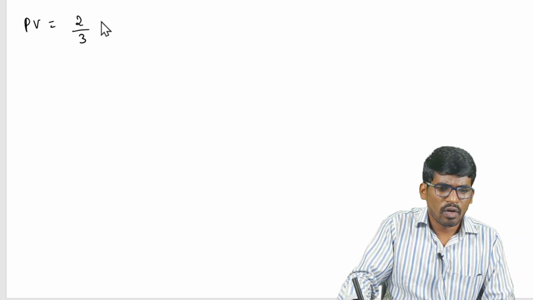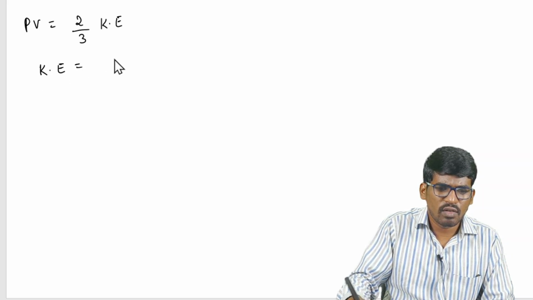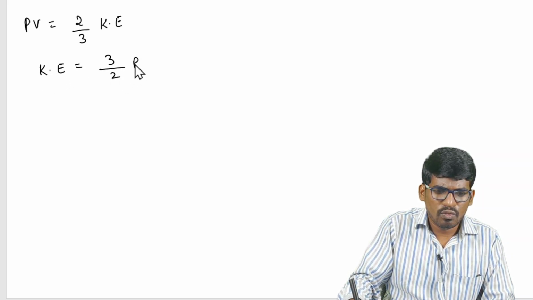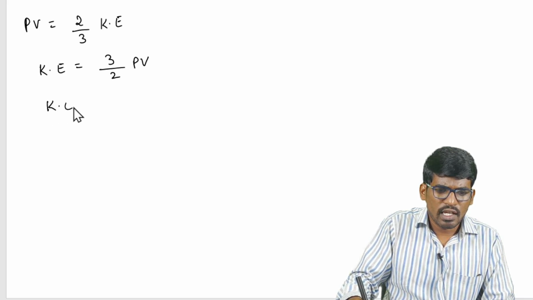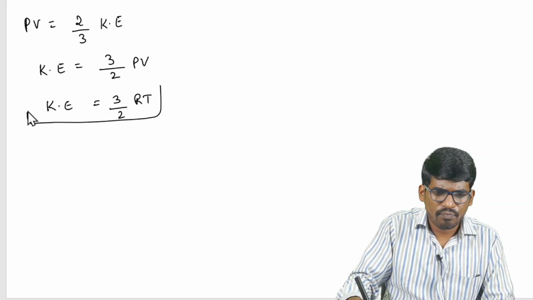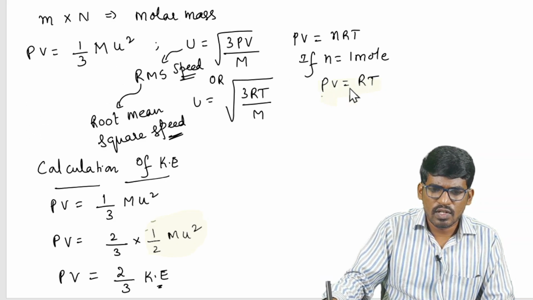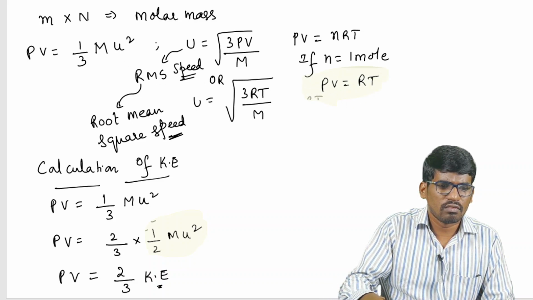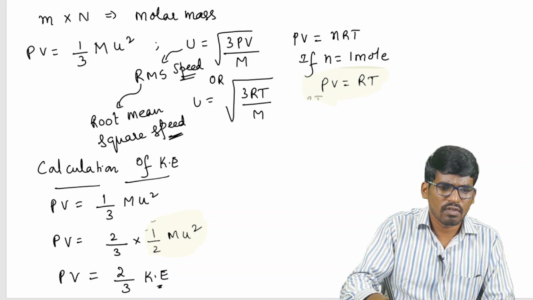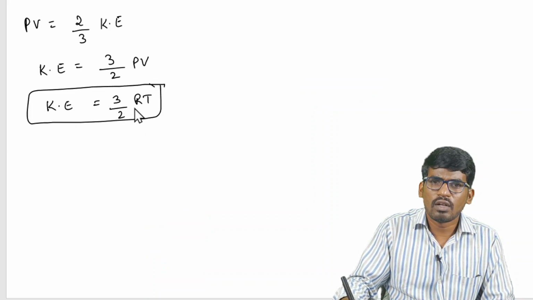So PV is equal to 2 upon 3 K, and that is the equation we got. Or else I can write it as KE is equal to 3 by 2 PV. PV is nothing but RT, as you are aware, for n is equal to 1 mole. So KE is equal to 3 by 2 RT.